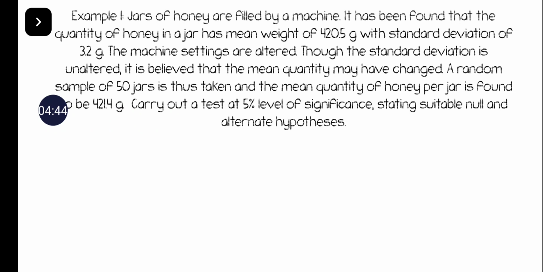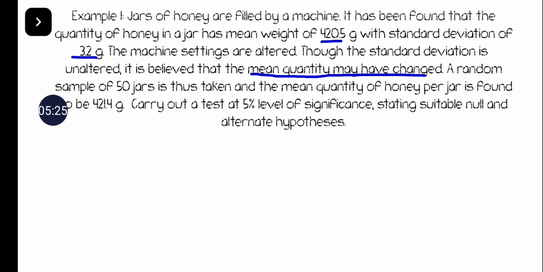Okay, we'll look at example 1. Jars of honey are filled by a machine. It has been found that the quantity of honey in a jar has mean weight of 420.5 grams with standard deviation of 3.2. The machine settings are altered. Though the standard deviation is unaltered, it is believed that the mean quantity may have changed.